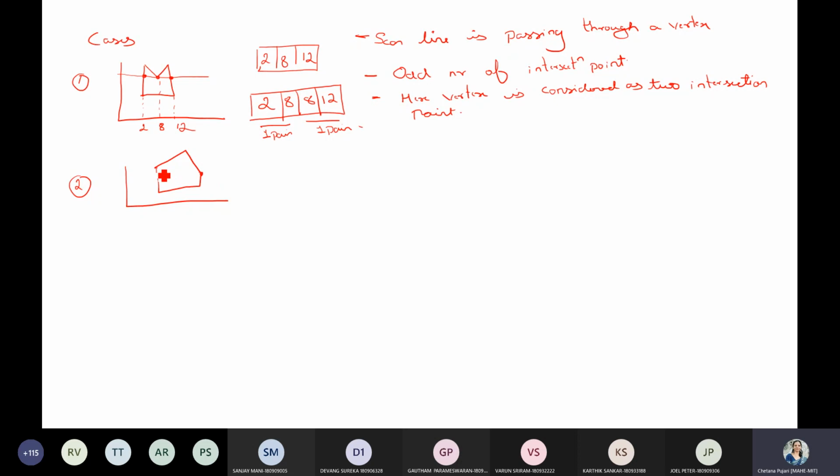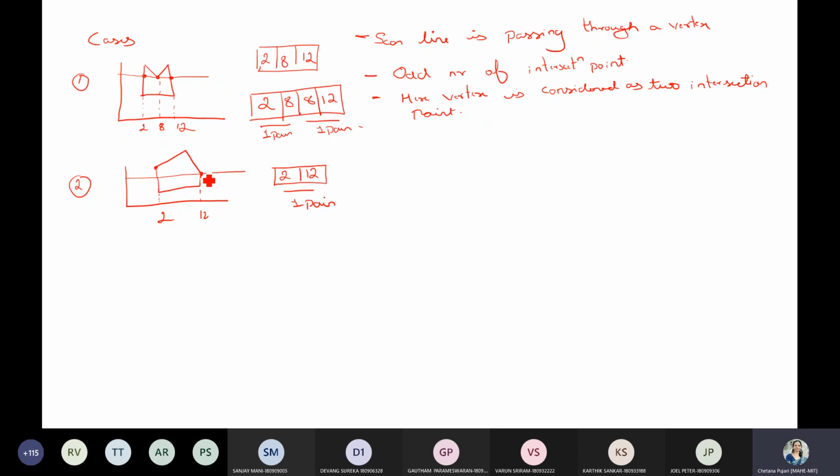So this is one vertex, two vertex, things like this. Okay, so let's say this is my scan line. It's the same condition like this. Here also your scan line is passing through a vertex, but the vertex is what in this case? Let's say the intersection points here are 2 and 12. You already have a pair.